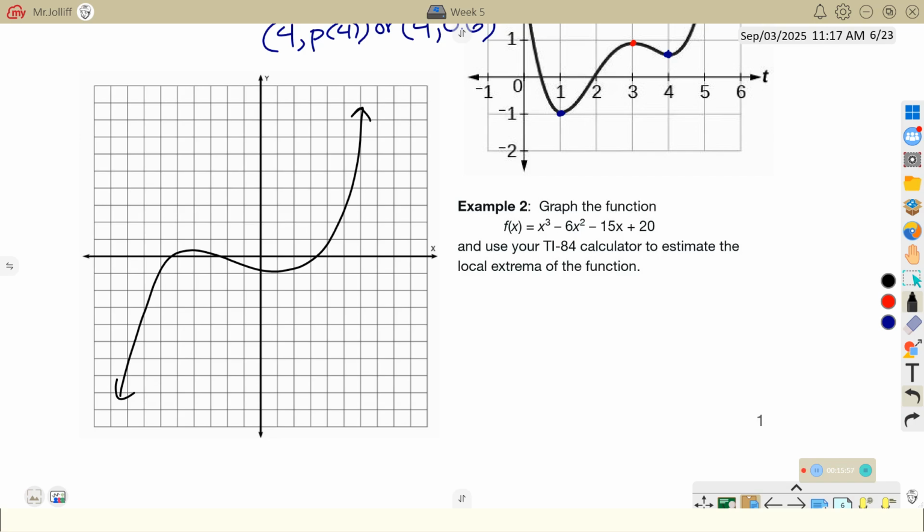All right, so in order to find maxes and mins on our calculator, we're going to press second and then trace. Second and trace is the calculate menu. And you will notice it asks you for maxes and mins. So let's start by selecting max.